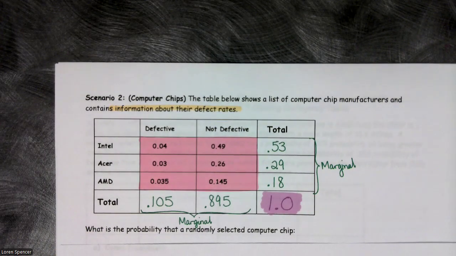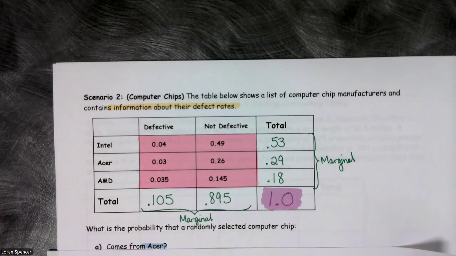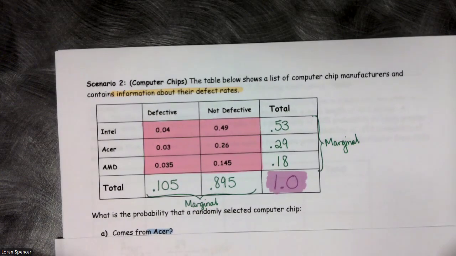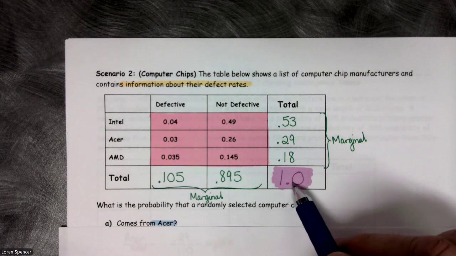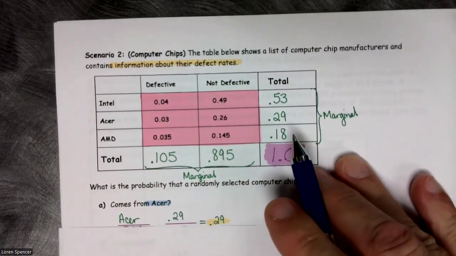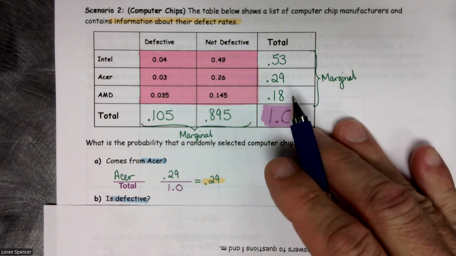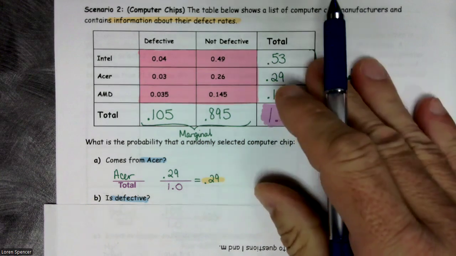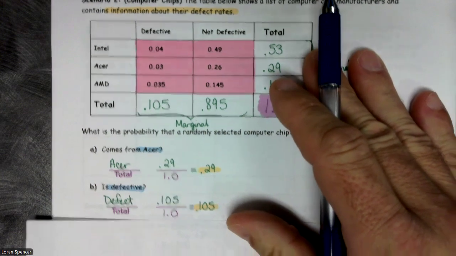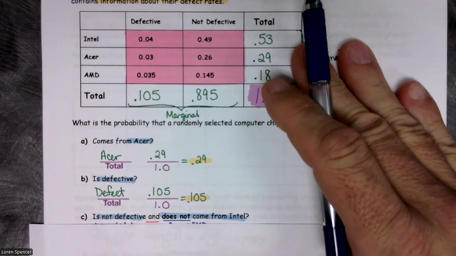So our first question is, what is the probability that a randomly selected chip comes from Acer? Well, I can just read that off the table, and it's 0.29 over 1. We always want to write it as a fraction. In this case, it's 0.29. The next one, what's the probability it's defective? Well, 0.105 over 1, which is just 0.105.